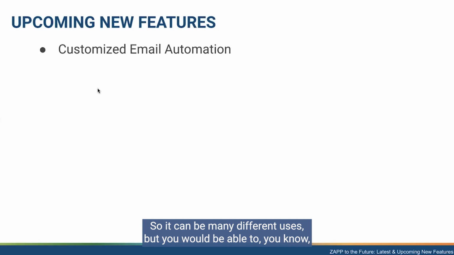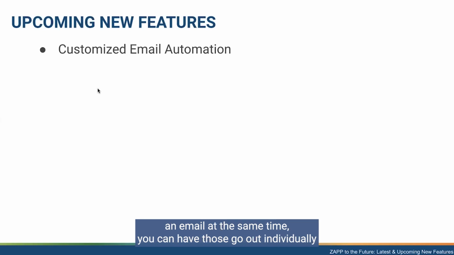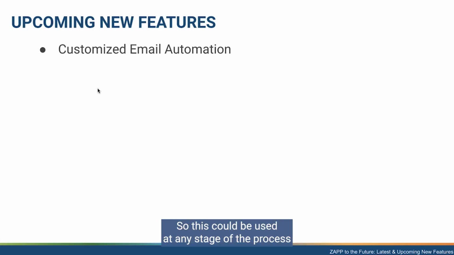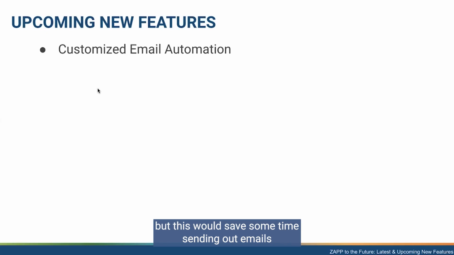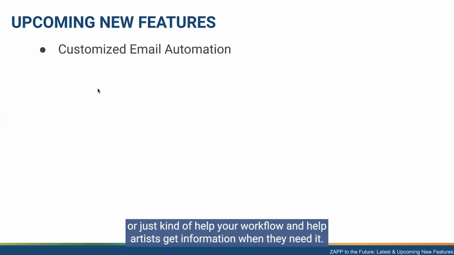So it could be many different uses, but you'd be able to write those emails. And instead of just sending everyone in a certain batch an email at the same time, you could have those go out individually at the time that the artist needs that email. So this could be used at any stage of the process. And again, still working out the details, but this would save you some time sending out emails and help your workflow and help artists get information when they need it.